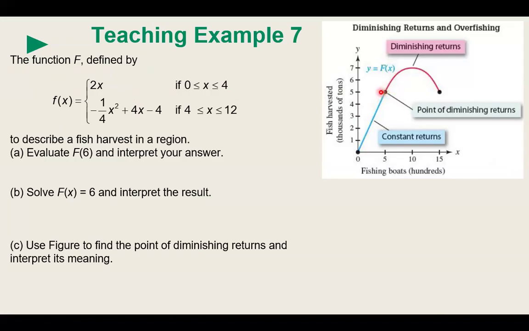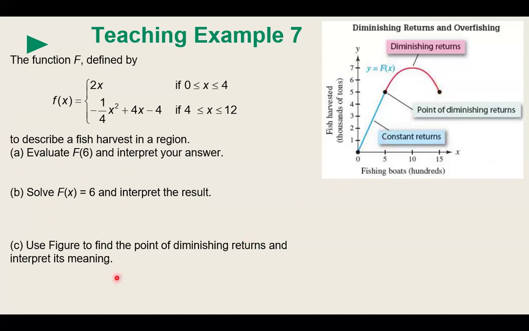Your point of diminishing returns means that at this point, things start getting a little weird, right? We start reaching the zone where we are not going to be able to replenish the fish at the rate that we're taking the fish. Does that make sense? We're now going to be in a loss of fish. So at this point, we reach our diminishing returns, and we start dropping back down.